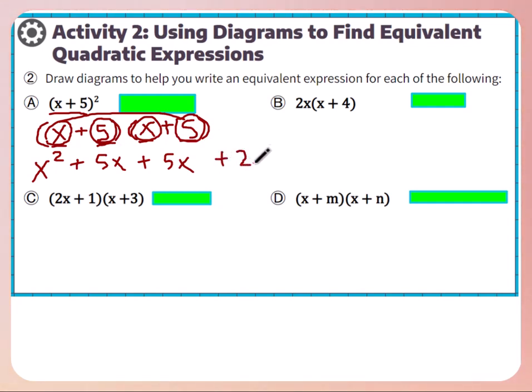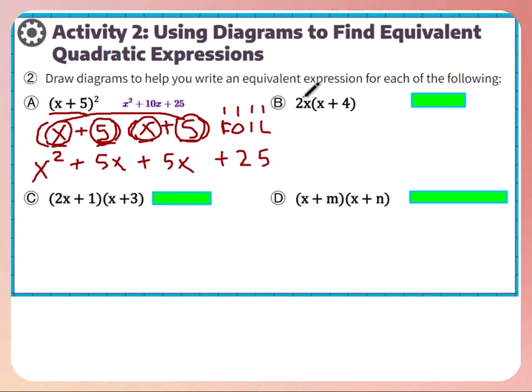Now I'm doing it without the box, and I call this the FOIL method. I want you to refer to it as distributing multiplication of each term in that first binomial into each term of the second binomial. FOIL stands for first. I multiplied the first terms, outer, inner, and last. Don't forget to add these two together. That gives you 10x. So our answer when we simplify it is x squared plus 10x plus 25.